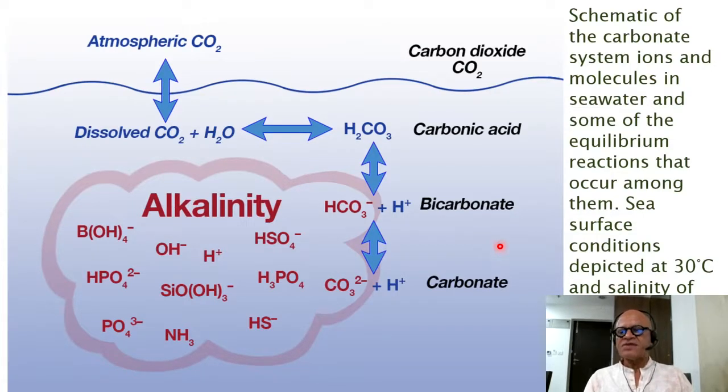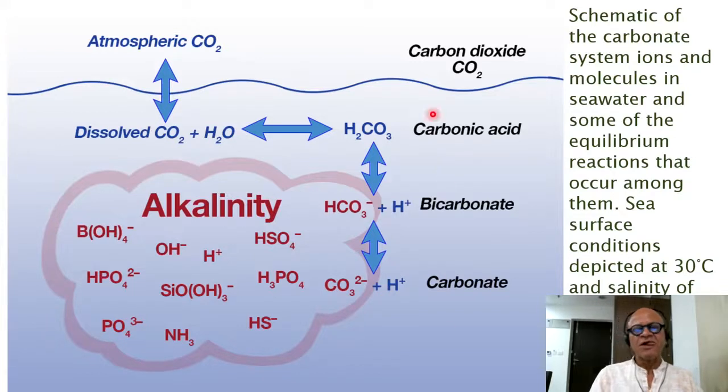So here is something from the ocean science team, a schematic of the carbonate system, ions and molecules in seawater, and some of the equilibrium reactions that occur among them. Sea surface conditions are depicted at 30 degrees centigrade and salinity of 35. Typically salinity dependence is pretty large for alkalinity. So atmospheric CO2 dissolves into the water easily. Carbonic acid is formed, which is split quickly into bicarbonate and H+, which can then go into carbonate and H+.